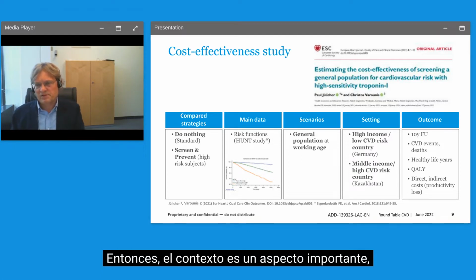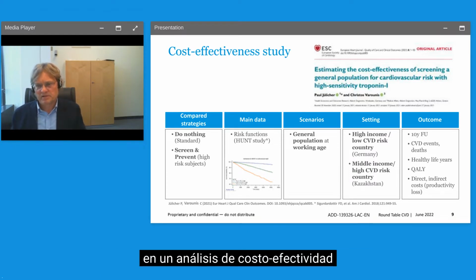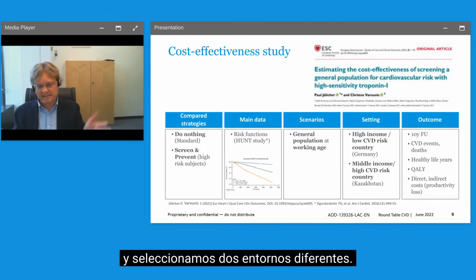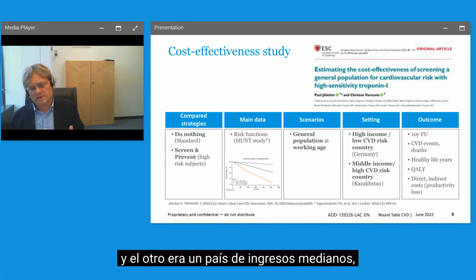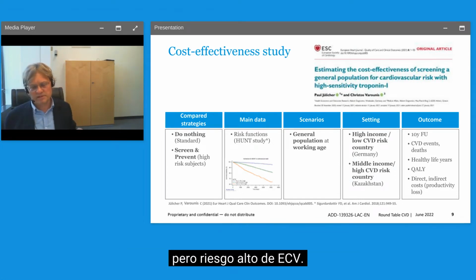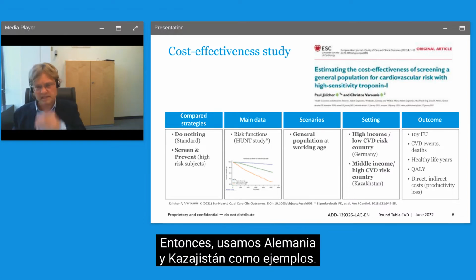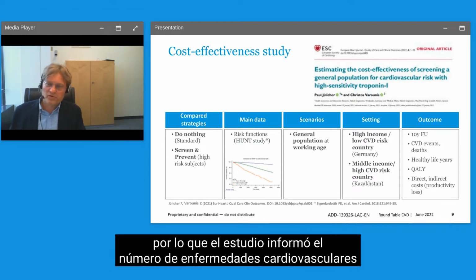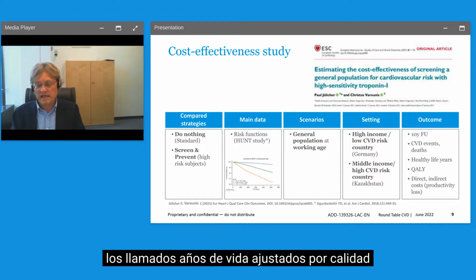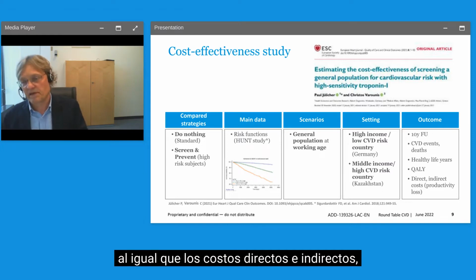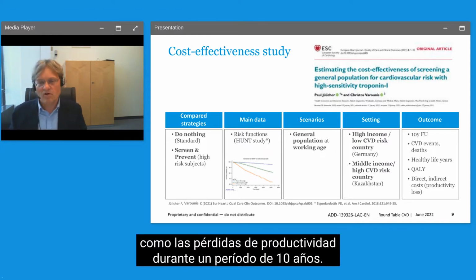So the context is an important aspect in a cost-effectiveness analysis, and we selected two different settings. One was a high-income country with low risk for CVD, and the other was a middle-income country but with high risk for CVD. We used Germany and Kazakhstan as examples. Talking about the endpoints and the outcomes, the study reported the number of cardiovascular disease events and deaths, the healthy life years, the so-called quality-adjusted life years, and the direct and the indirect costs, so the productivity losses, over a period of 10 years.